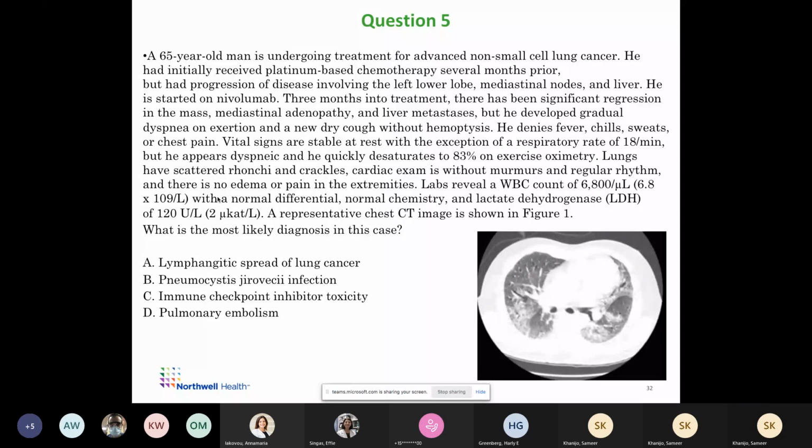Is it possible that he has pneumocystis? This could absolutely be the case, but if his LDH is normal, maybe that's a little bit less likely. Is it possible that he has a PE? 100% possible, but in a CT scan where they're giving you the lung windows and not the mediastinal windows, probably less likely. And then immune checkpoint inhibitor toxicity, right?